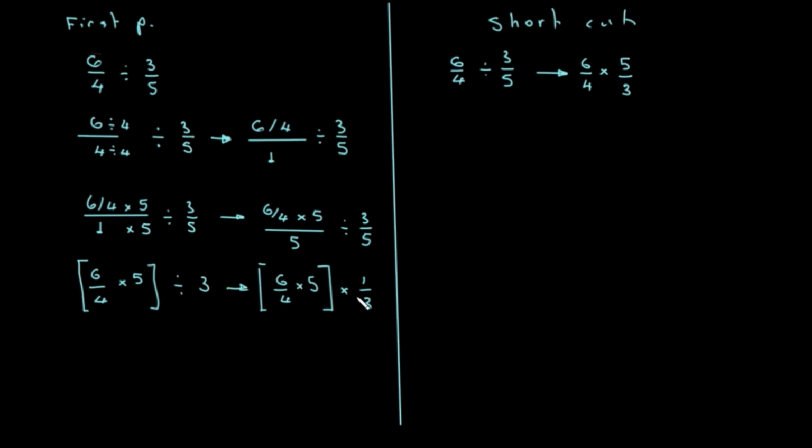Now because of the way numbers work, I can move that 5 over here. 5 times 1 is 5, so I end up with 6 over 4 times 5 over 3. They're the same thing. Isn't this one faster? They're the same thing.